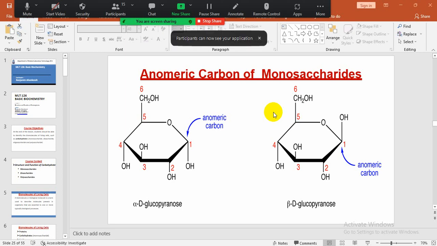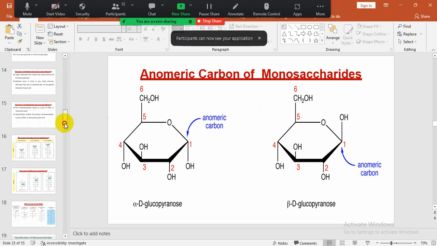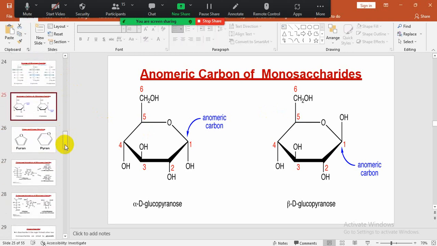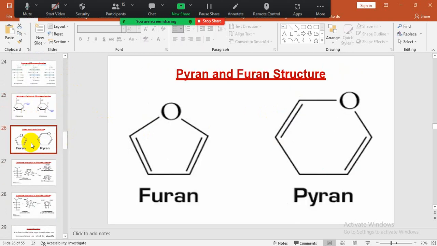Okay, so we now go back to the slide. This is an example of a furan. Furan has 4 carbons: carbon 1, carbon 2, carbon 3, carbon 4. This is a pyran: carbon 1, 2, 3, 4, 5.